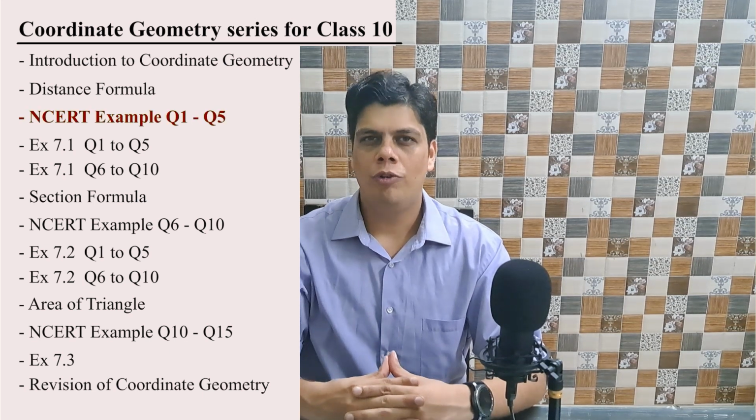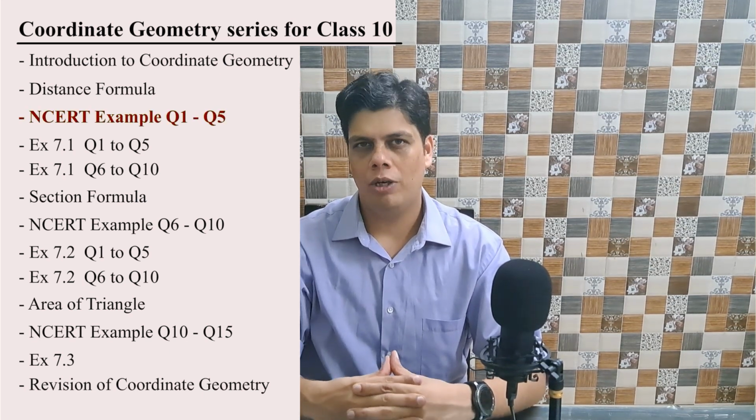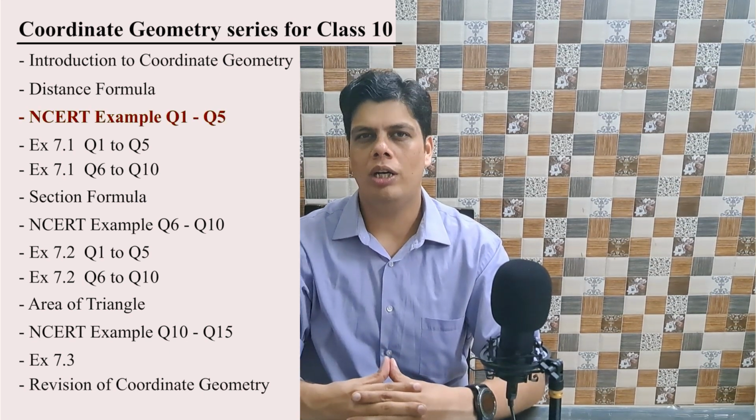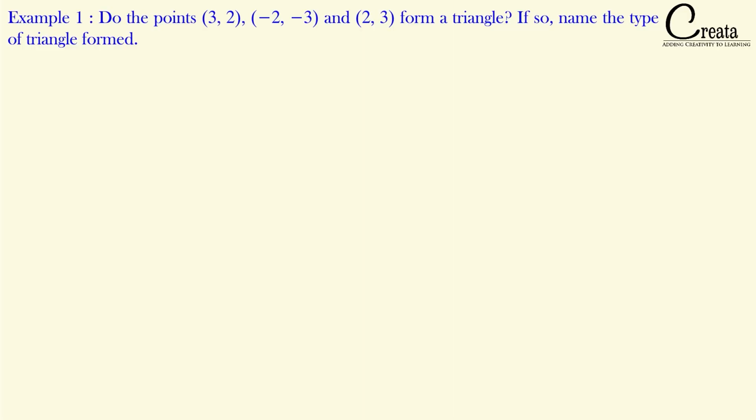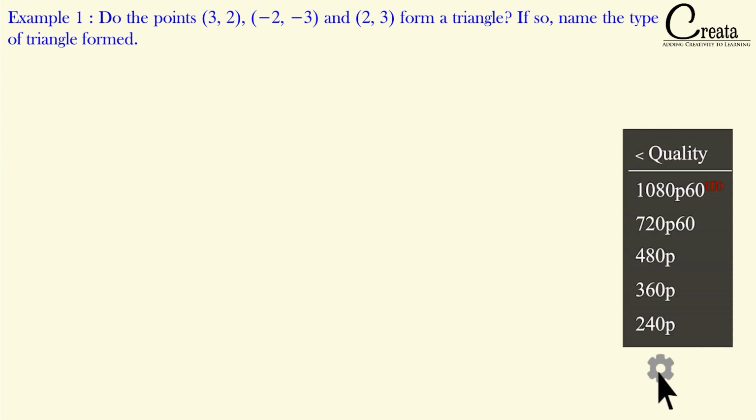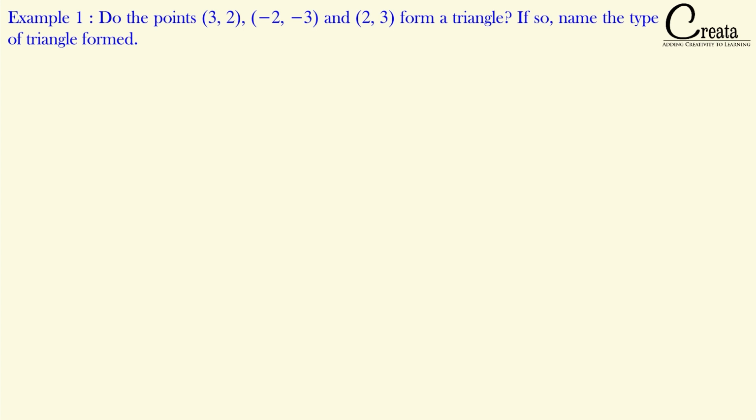In this lecture, we will take down NCERT example questions basically related to the distance formula. So without taking any further time, let's start with our question number 1. Here it is. Do the points (3, 2), (-2, -3) and (2, 3) form a triangle? If so, name the type of triangle formed.